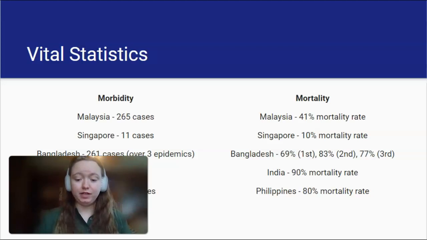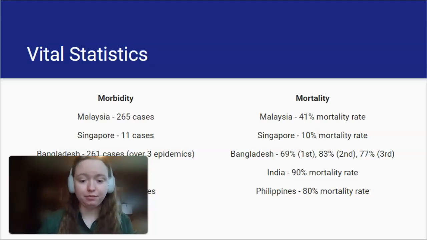Starting in Malaysia, there have been a total of 265 cases with a 41% mortality rate. In Singapore, there have been a total of 11 cases with a 10% mortality rate. In Bangladesh, over the course of 3 epidemics, there have been 261 cases with a 69% mortality rate during the first epidemic, 83% mortality rate in the second, and 77% mortality rate in the third epidemic. In India, over the course of their 3 epidemics, there have been 85 cases reported with a disturbing 90% mortality rate. And finally, in the Philippines, there have been 17 cases with an 80% mortality rate.